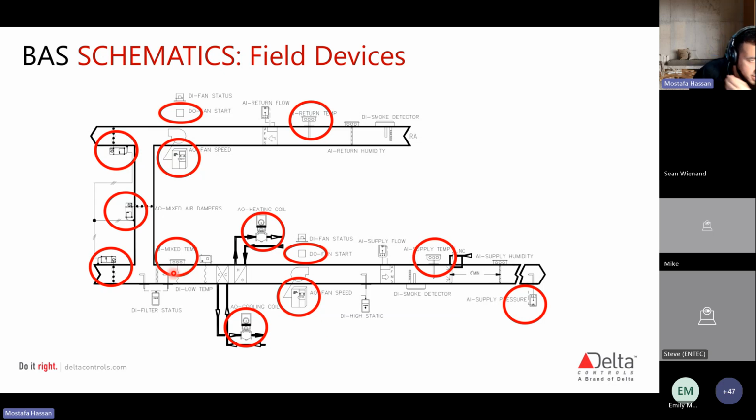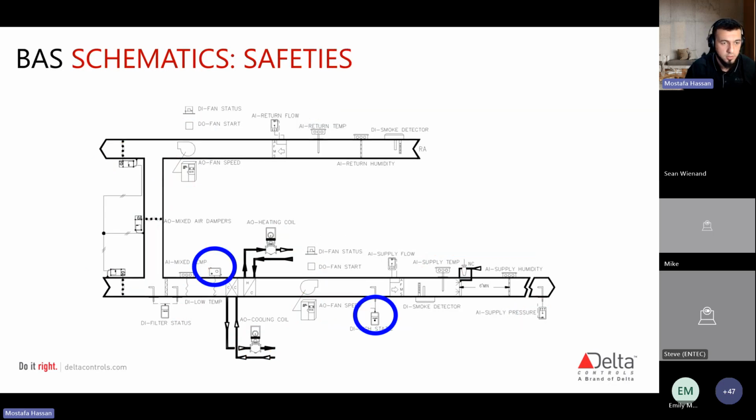You have other things here like a mixed temperature sensor. You have a low temperature sensor. We're going to talk about that on the next slide. This is also talking about temperature, but it's DI, and we'll get straight to that here, and we'll mention why it's a DI versus an AI.